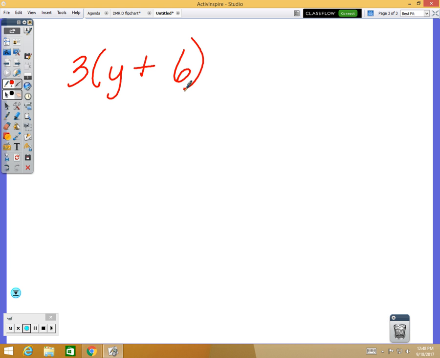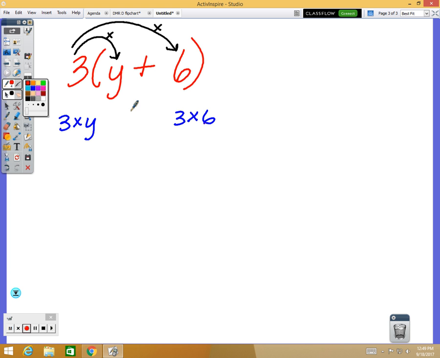3 parentheses y plus 6. So this is called simplifying an expression. It's an expression because it doesn't have an equal sign, and we're simplifying it by taking away some of the parentheses. We're not solving anything. So what number are we distributing? What number are we giving out? The 3. So we're going to do 3 times y, and we're going to do 3 times 6. And in between these two things is a plus sign.